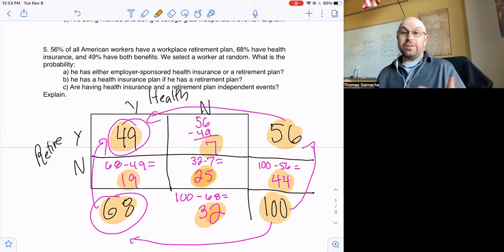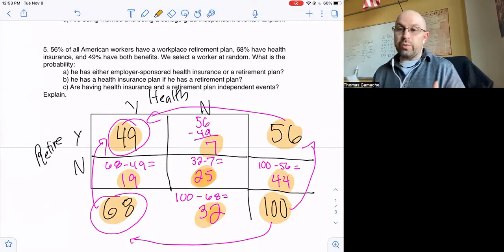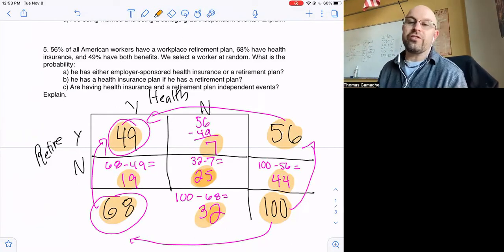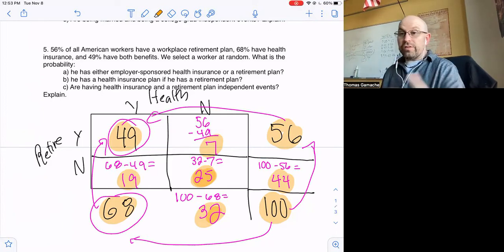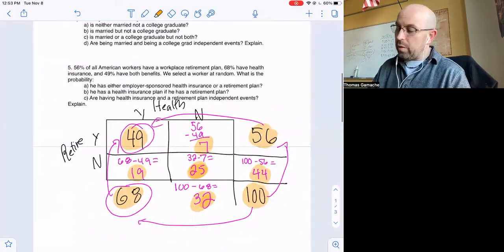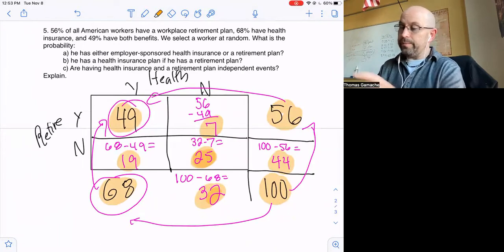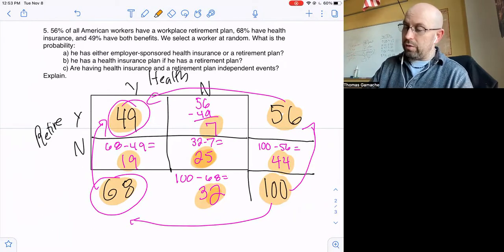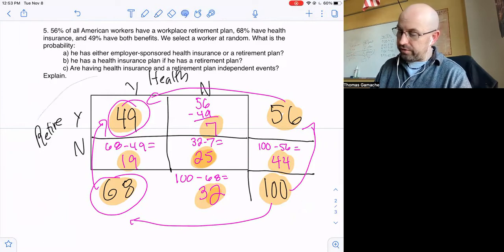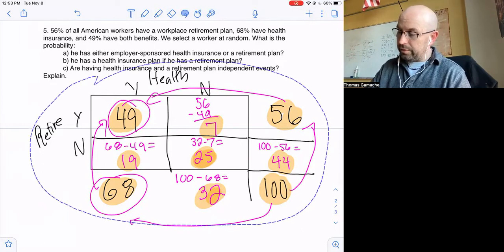So that's the cool thing about using a table. You're able to plug in what you know. Then you can work your way backwards just using addition and subtraction. Some people this is easier for. Some people prefer that Venn diagram. Once you get the hang of these tables, though, they can be nice tools to work with. So what I'm going to do now is shrink this down so I can answer some questions based on what I'm seeing in the table.